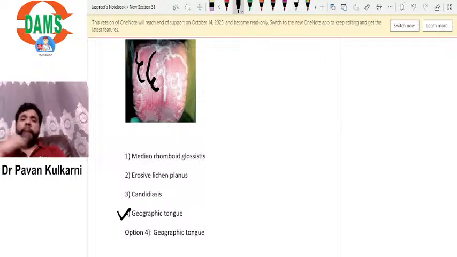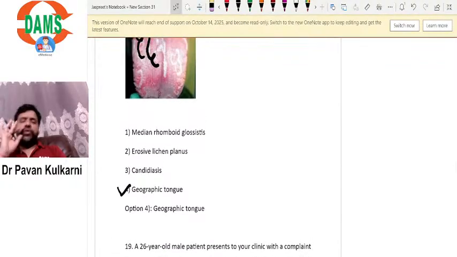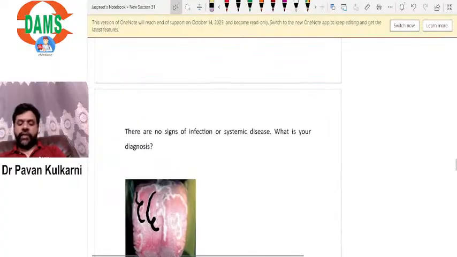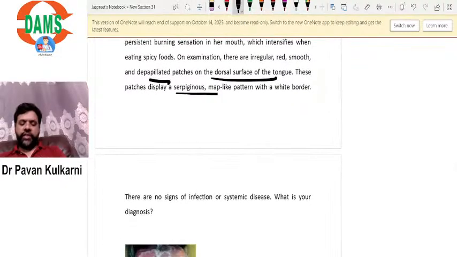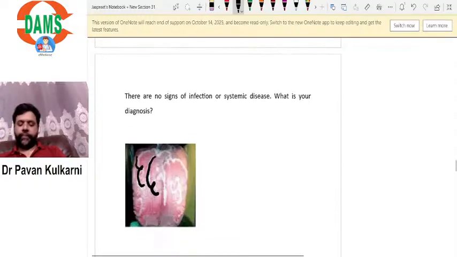Remember, there is so much depapillation of the tongue. The tongue is depapillated, but the patient doesn't have any complaint with the tongue. There is no burning sensation of the tongue. Burning sensation of the mouth might be seen, but just to confuse you, they have given that. So remember, there is depapillation of the tongue, and it is serpentinous, with white borders. That means map-like. You will see snake-like patterns. Serpentinous means snake-like, serpent.